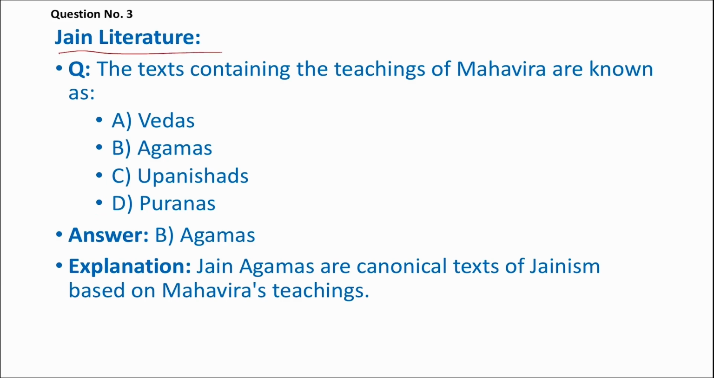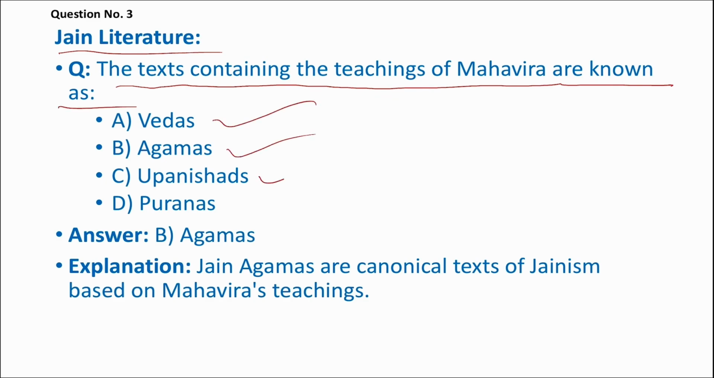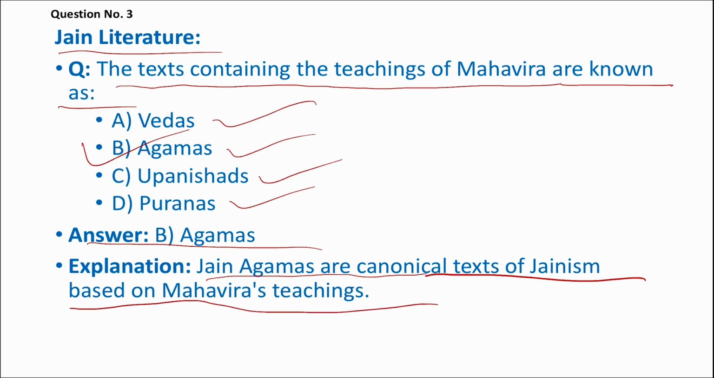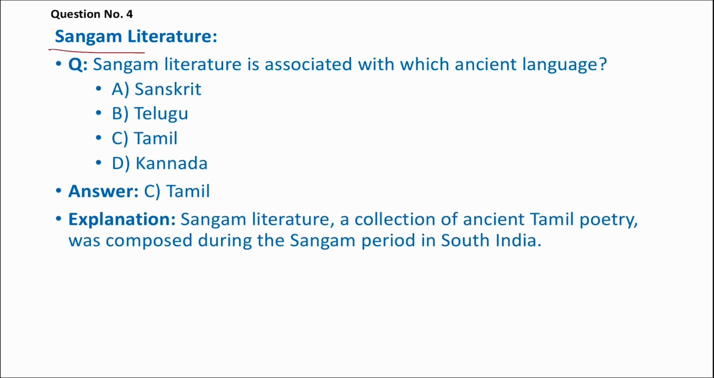The next question is on Jain literature. The texts containing the teachings of Mahavira are also known as what? Vedas, Agamas, Upanishads, Puranas. The right answer is Agamas. Agamas are the texts which contain the teachings of Mahavira, right? And these texts are known as Agamas. So the Jain Agamas are the canonical texts of Jainism based on Vardhaman Mahavira's teachings.